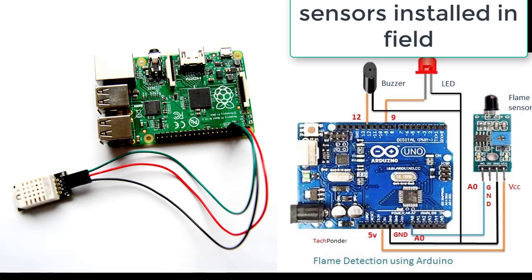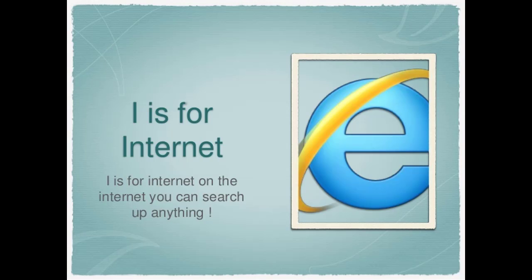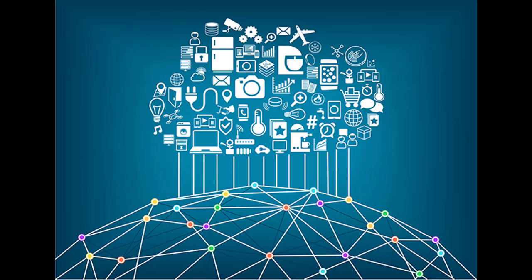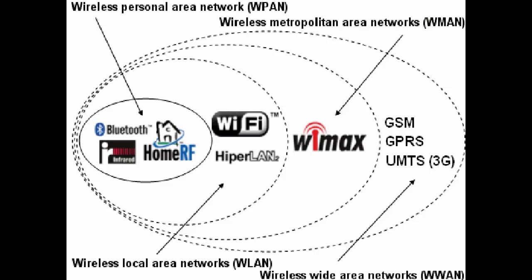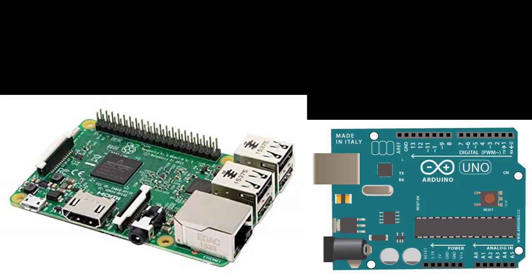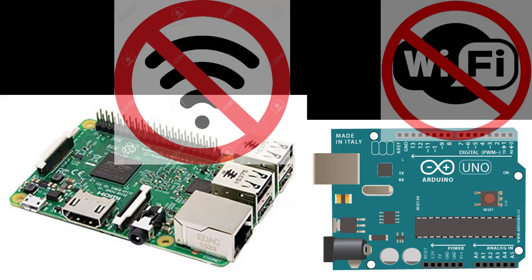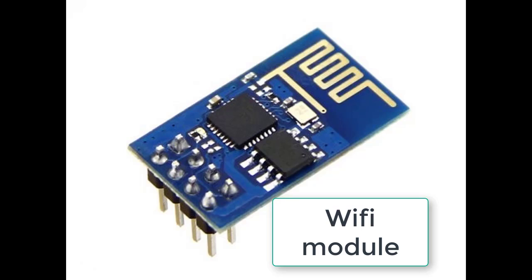Because the I in IoT stands for Internet, the development boards need a way to connect to the Internet. In this field, the best way to connect to the Internet is by using wireless networks. However, Arduino and Raspberry Pi don't have built-in support for wireless networks. Developers will have to add a Wi-Fi or cellular module to the board and write code to access the wireless module.